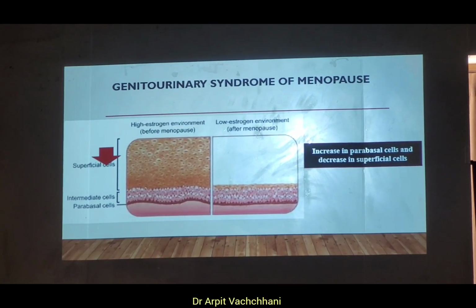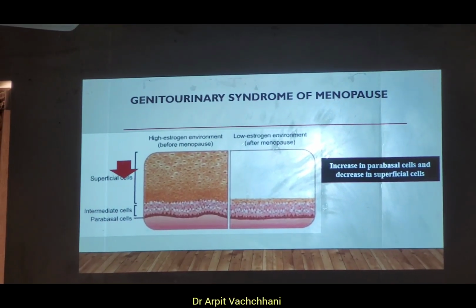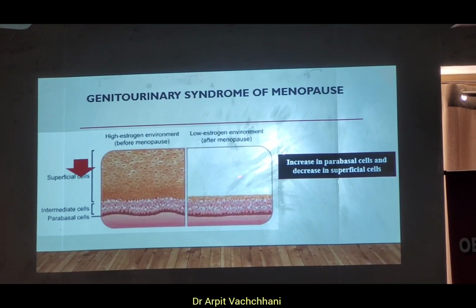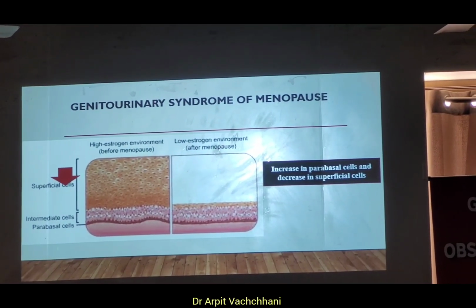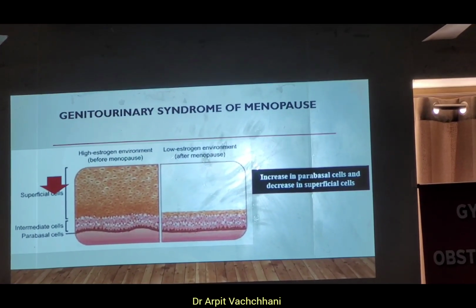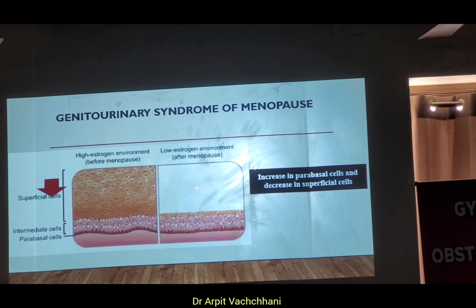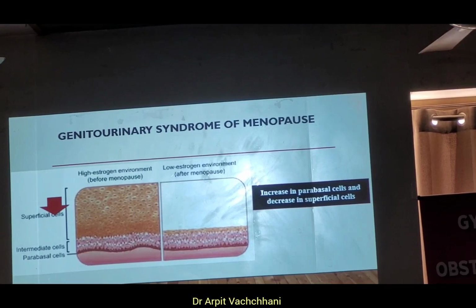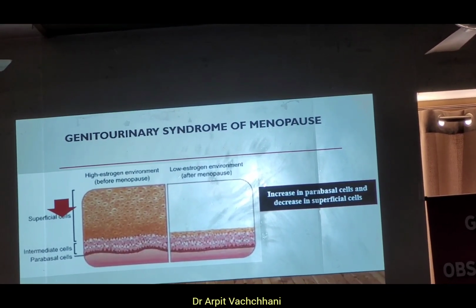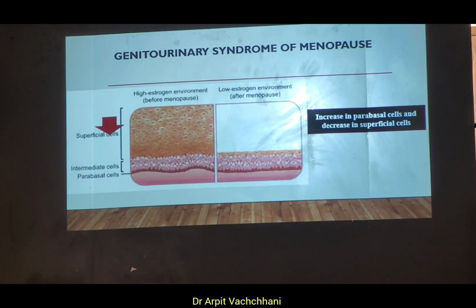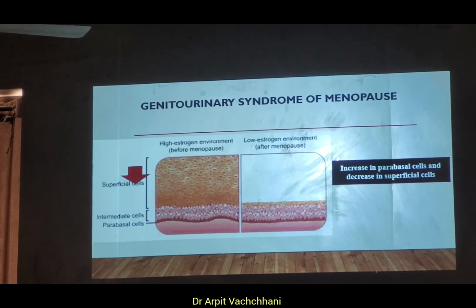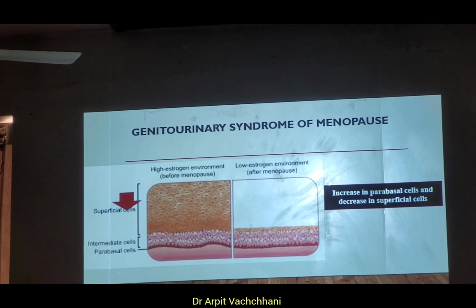But what happens in the absence of estrogen? There's a decrease in the superficial layer while the parabasal cells increase. So what happens? No superficial cells, no glycogen, so no lactic acid formation. So the pH increases. The pH now becomes alkaline, and this alkaline pH predisposes the woman to more bacterial infections. So there are more chances of recurrent vaginitis. The patient may come to you with this.